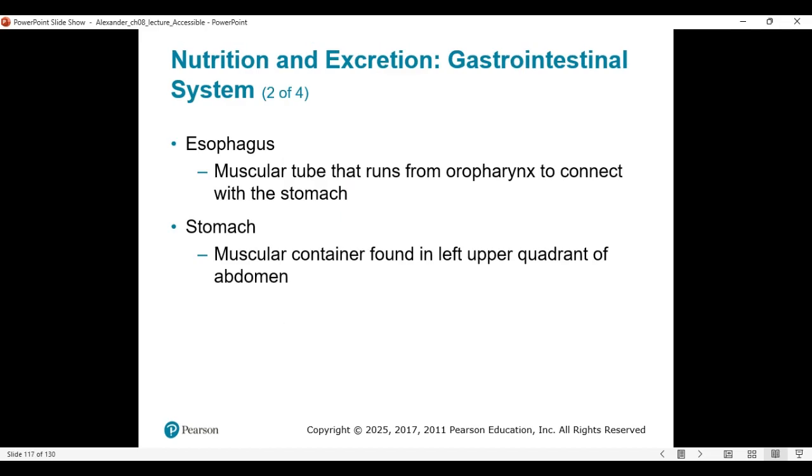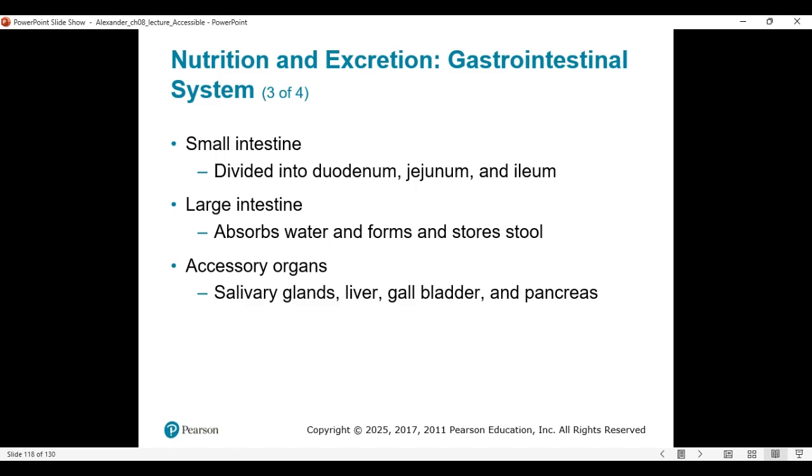The esophagus is a muscular tube that goes from the oropharynx onto the stomach. The stomach is a muscular container found in the upper left quadrant, and its job is to break down the food we eat by creating acid. Small intestines divided into three sections with the duodenum, the jejunum, and the ileum. And its job is to absorb nutrients from our food. And the large intestine's job is to absorb water in the form of the stool.